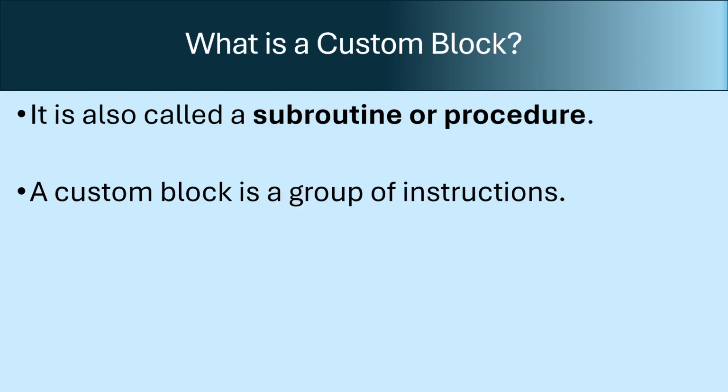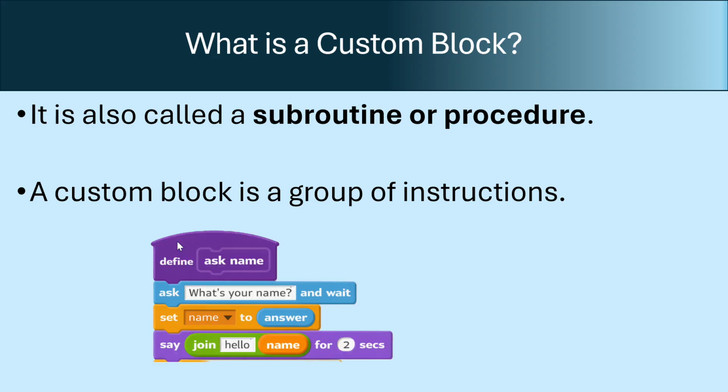And it is a set of instructions that are placed inside a block. An example of a custom block is a block called ask name. What's your name? And then we set the variable name to the answer the user writes. Then we join the hello and the name together.